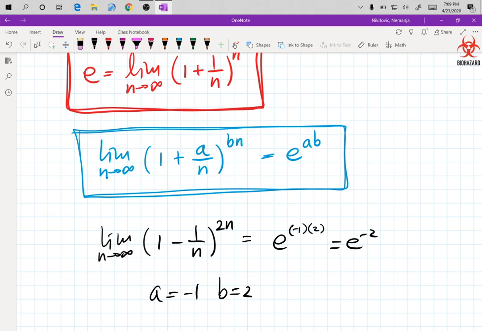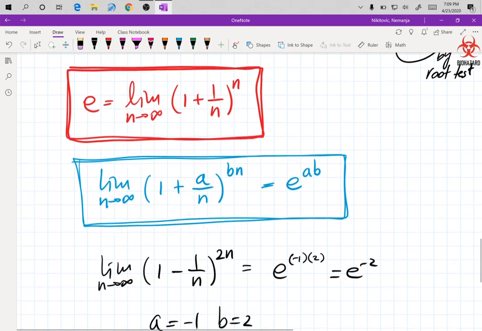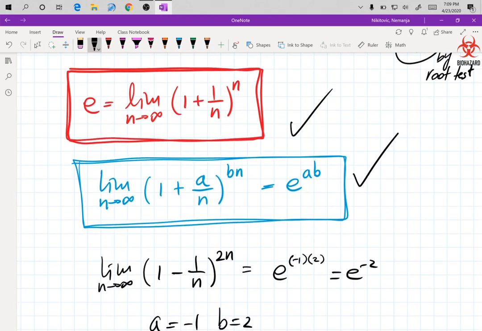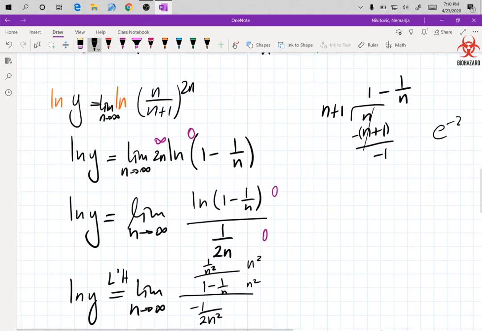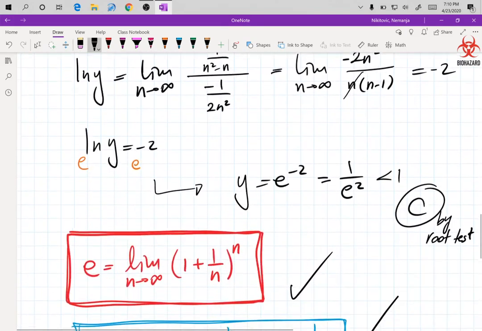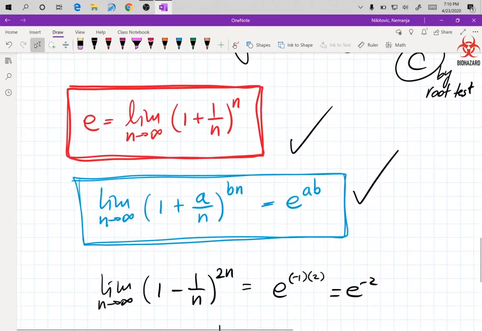But again, because I know these two formulas, and because I know them so well, I don't have to solve any of the stuff. If you don't know the formulas, well, logarithmic and L'Hopital, right, together get you to the same conclusion of e to the negative 2. That becomes 1 over e squared. That becomes a number smaller than 1, and it's convergence by the root test.